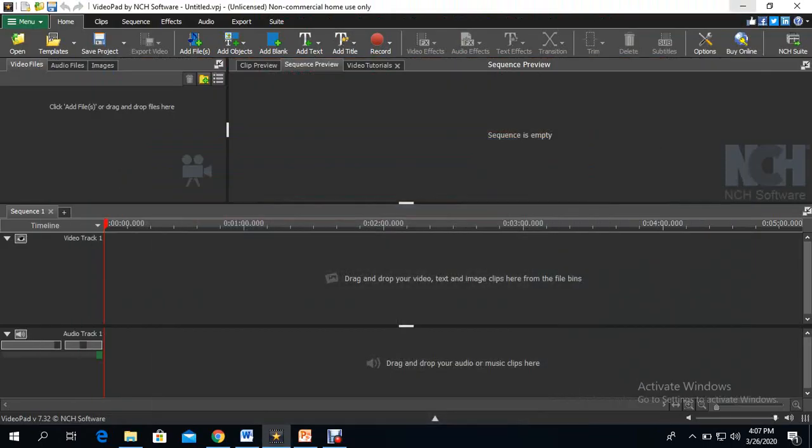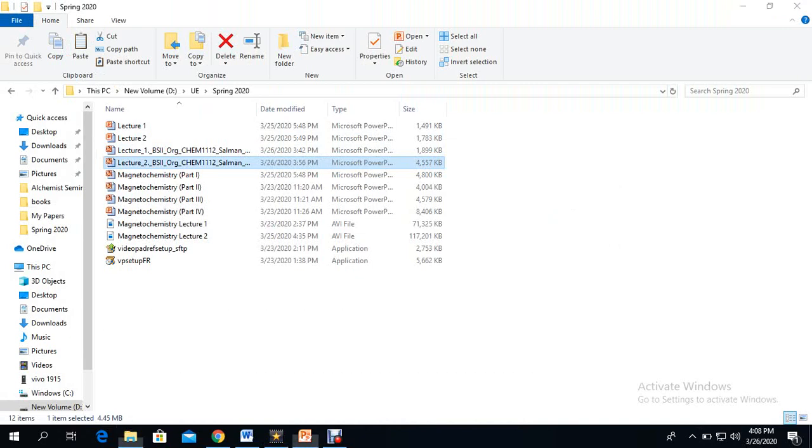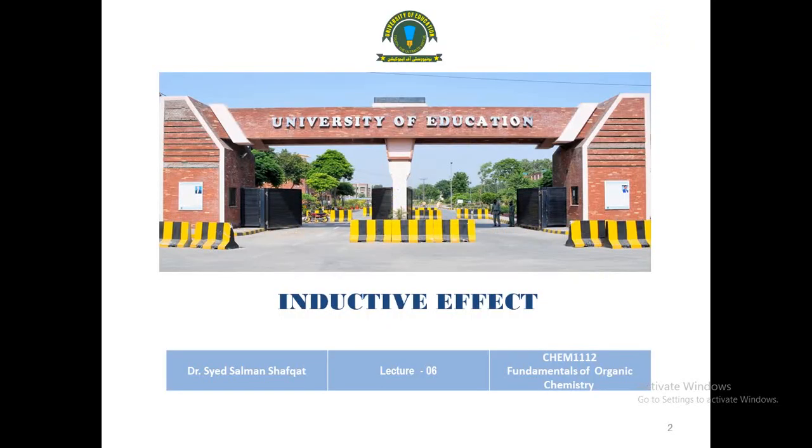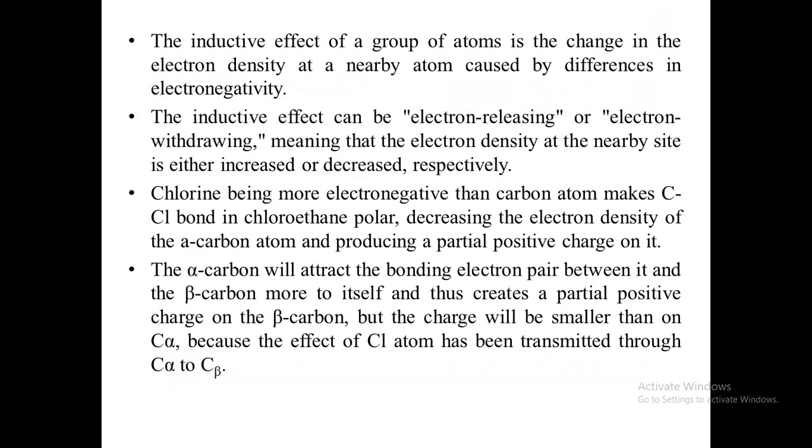Now I am going to switch to our second topic of the day, that is inductive effect. What is inductive effect? As you know, the word induced means something like being produced forcefully. It is not the actual effect of that atom or bond. It is the effect produced by some neighboring group or neighboring atom. The inductive effect of a group of atoms is a change in electron density at the nearby atom caused by a difference in electronegativity. Inductive effect can be electron releasing or electron withdrawing.